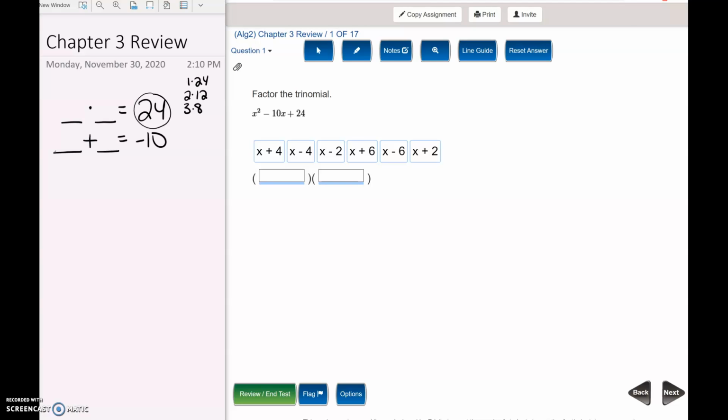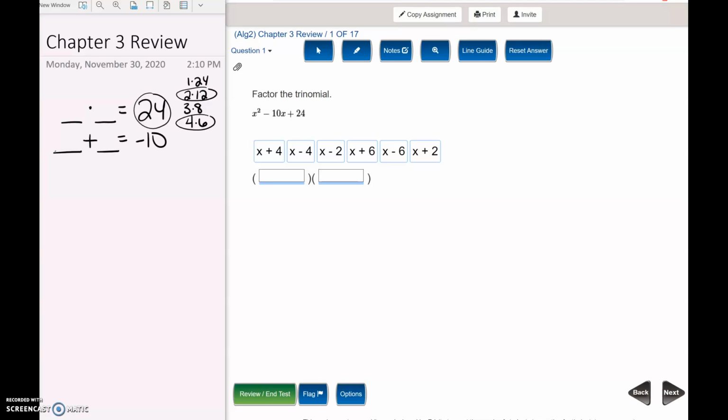Sometimes my multiplication facts get to me because my mental math is not super strong. We've got 4 times 6. 5 doesn't work. 6 times 4. We've got them all. Then look at those numbers and think which ones could get me to -10. There are two possibilities here: 2 and 12, and 4 and 6.